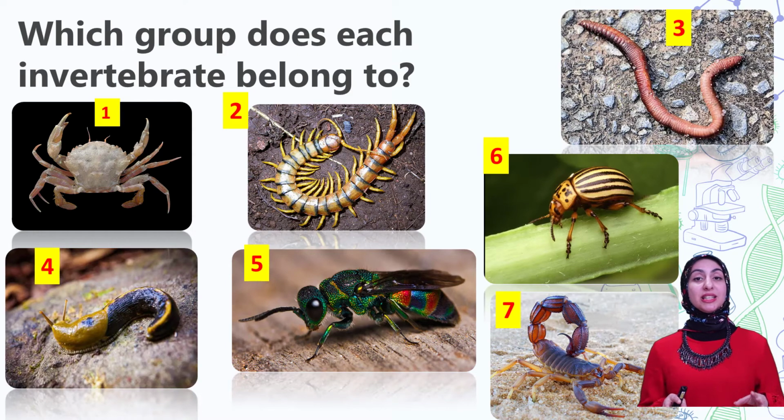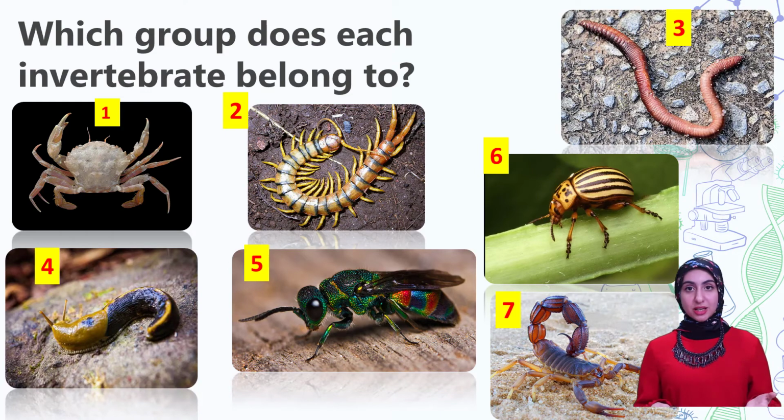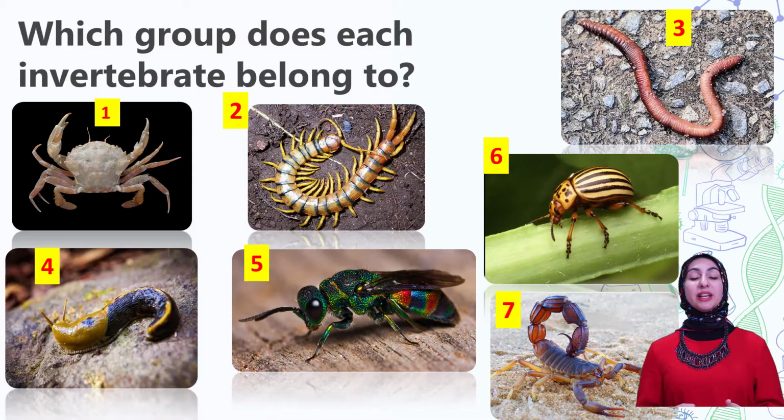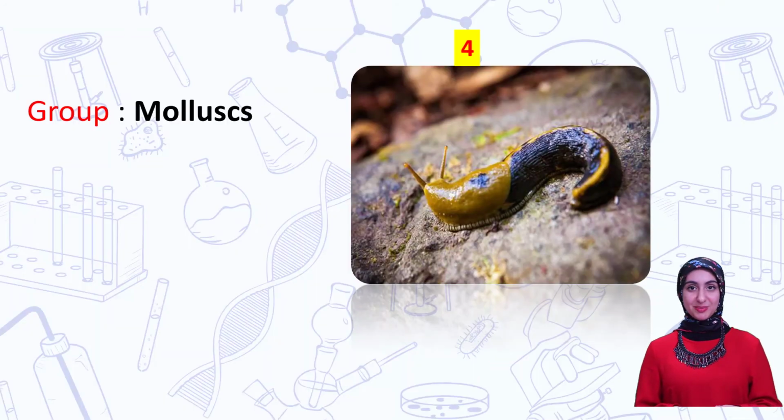Third invertebrate here, it is like a worm, right? And it has a segmented body. There are no legs and no antennae, so it is classified as annelids. For the fourth invertebrate here, we can see a muscular foot, right? And also there is one pair of antennae. It is an unsegmented body, so it is classified as mollusks.